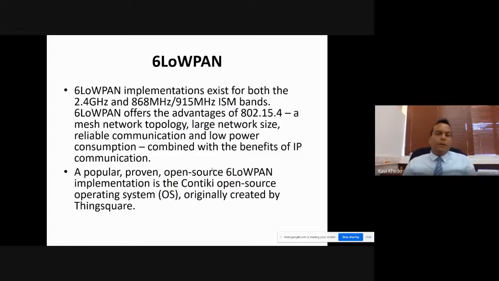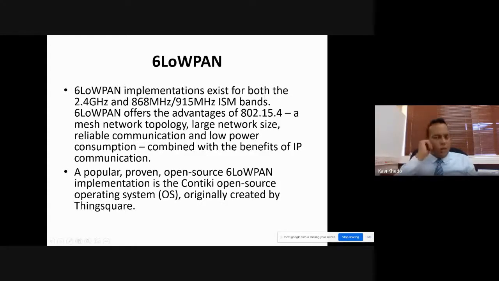6LoWPAN implementations exist for both. It operates at high frequency, 2.4 gigahertz, or even low frequency in the range of 900 megahertz. 6LoWPAN offers the advantages of 802.15.4, that is, it can form mesh networks, and it has low power consumption. This is a mandatory requirement anyway for our IoT networks. What is the added advantage here? Combined with the benefits of IP communication, it allows you connection to the internet.